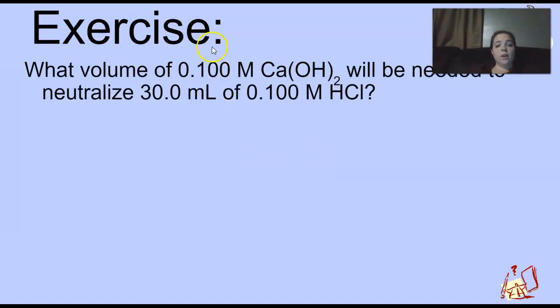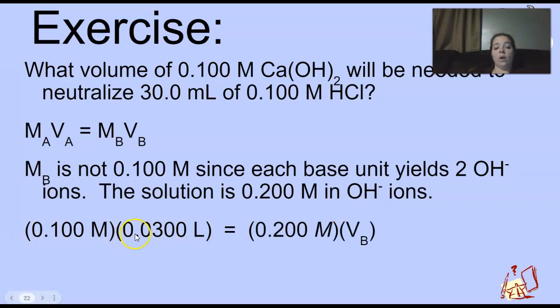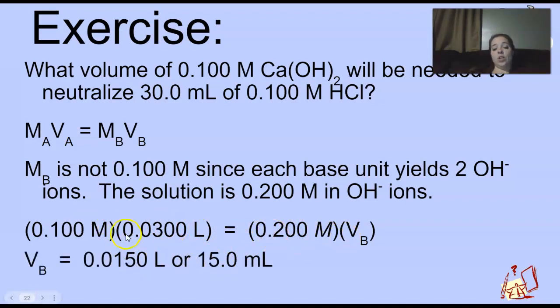All right, let's look at this next one. What volume of 0.1 molar Ca(OH)2 will be needed to neutralize 30 mL of 0.1 molar HCl? Again, MaVa equals MbVb. Okay, so I can start out with my acid, 30 mL of 0.1 molar, because there's only one H. But I've got two OHs. So what do I gotta do? I gotta multiply that by two. So I get a 0.2 molar OH. When I plug this in, I get 0.1 times 0.03 liters equals 0.2 V. All right, well, if this is half as much as this, I'm probably going to need 0.015 liters, or 15 milliliters, half as much to neutralize it out.